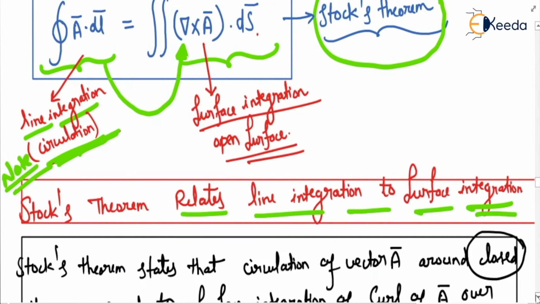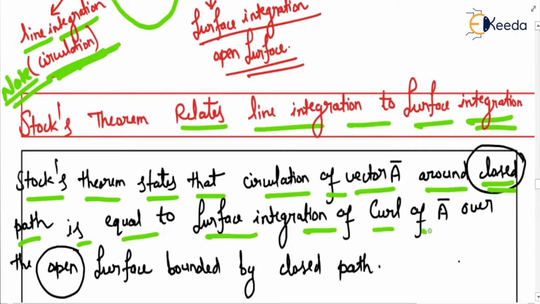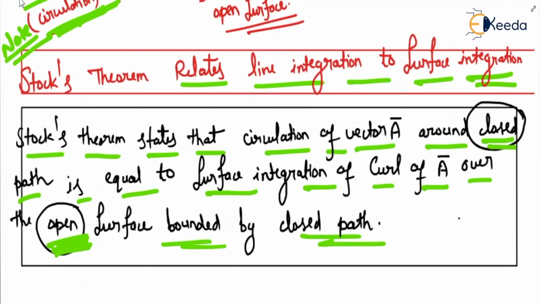Now we can define the Stokes theorem. Stokes theorem states that the circulation of vector A around the closed path is equal to the surface integration of the curl of A over the open surface bounded by the closed path. So students, this is the definition of Stokes theorem.